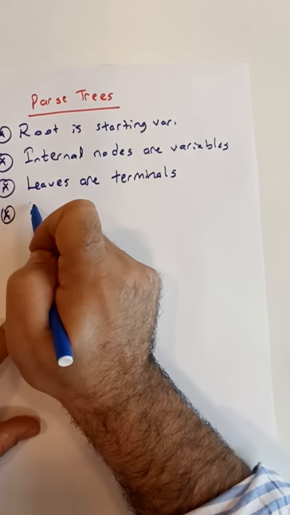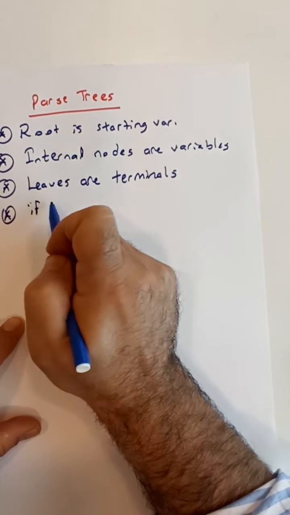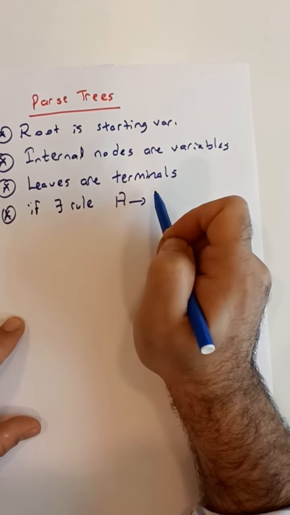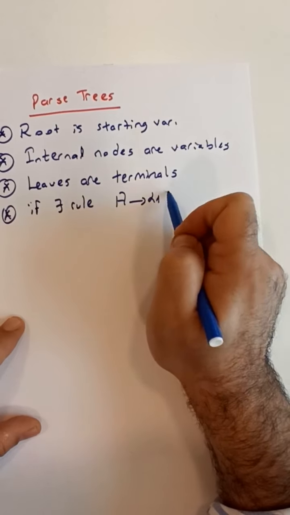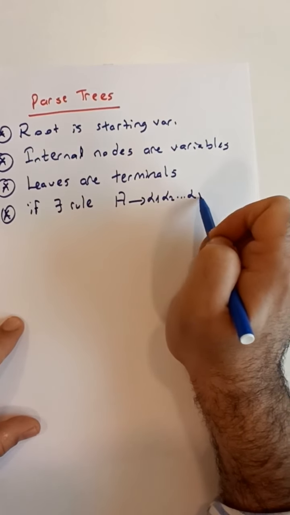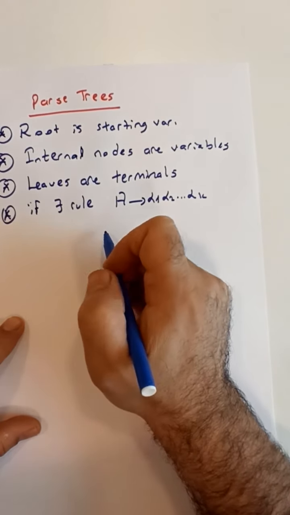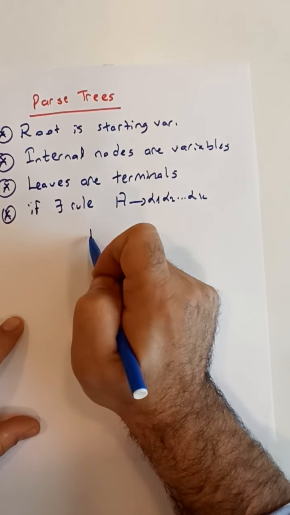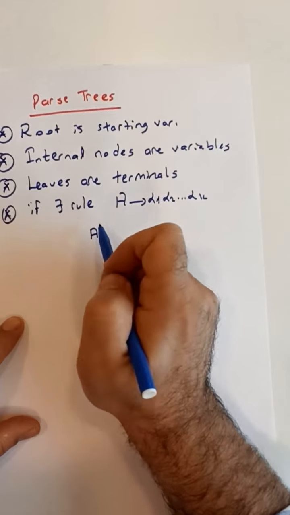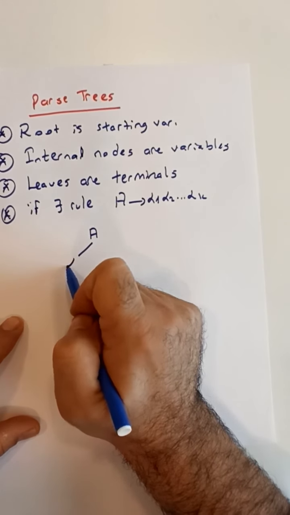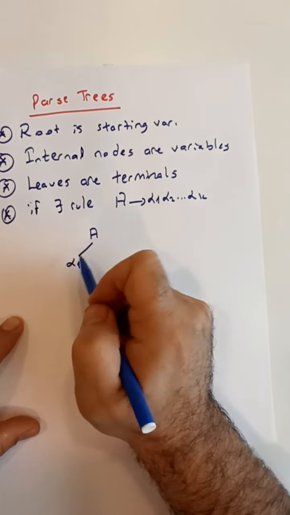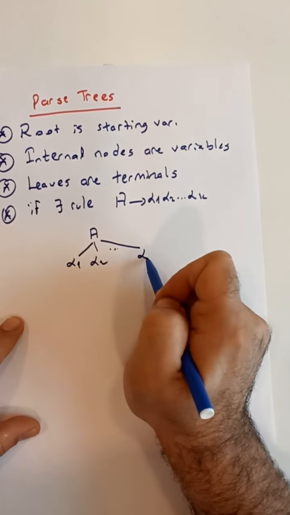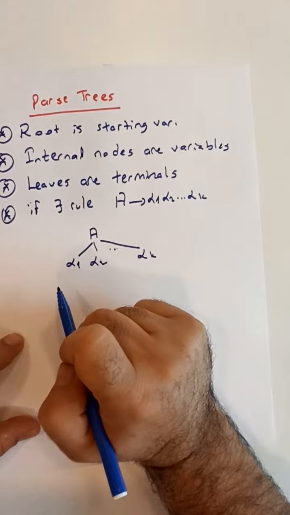If there exists a rule in our grammar that says A can be expanded with some string alpha 1, alpha 2, all the way up to alpha k, such a rule in our tree corresponds to the following structure. A is a node in the tree, and then alpha 1 is the leftmost child, alpha 2 the next child, and so on, all the way up to alpha k, the rightmost child.